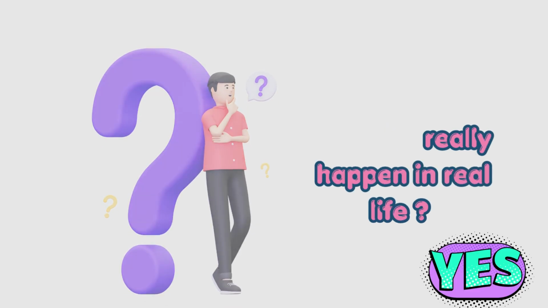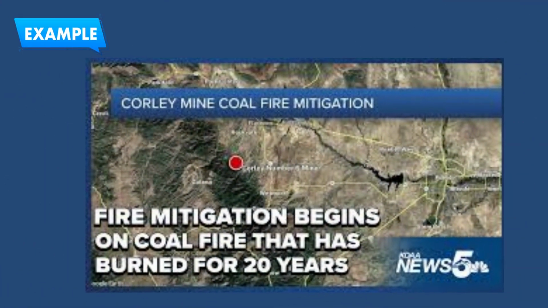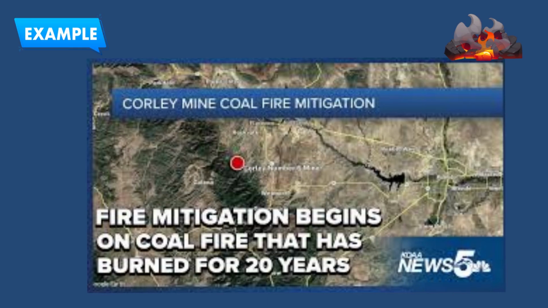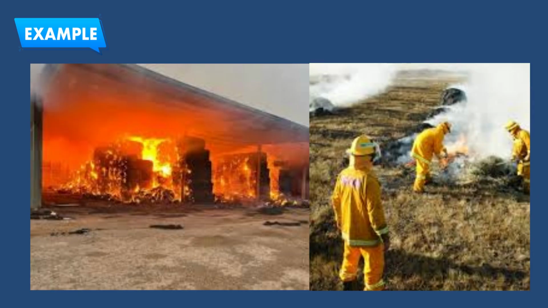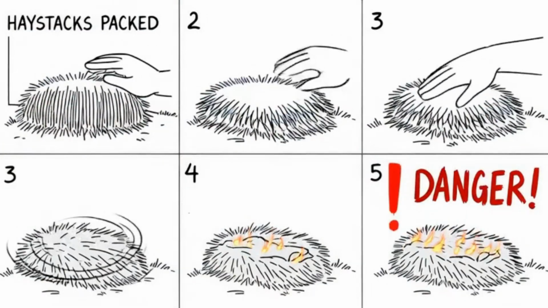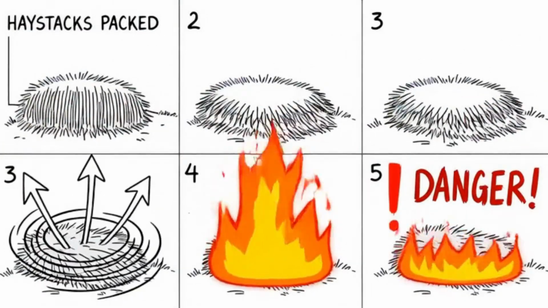Yes, it does. For example, in Colorado, USA, there was a huge pile of oil waste. It slowly heated up from inside and kept burning for more than 20 years without any matchstick or spark. And in Australia, the farmers noticed that their hay stacks suddenly caught fire on their own. This happened because the hay was a little wet and packed tightly, so heat got trapped inside.